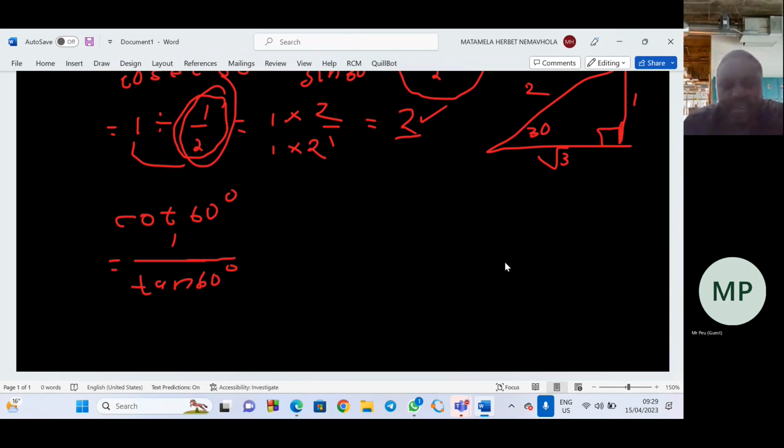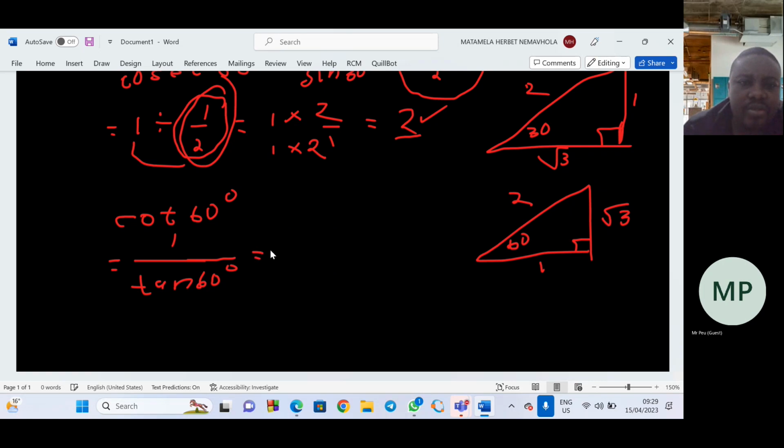So when I say it's 1 over tan 60 degrees, I will draw my special angle for 60 degrees. I know that it's going to be 1 over 2, and here's going to be square root of 3. So now I'm going to say this is equal to 1 over tan 60, which is opposite over hypotenuse.